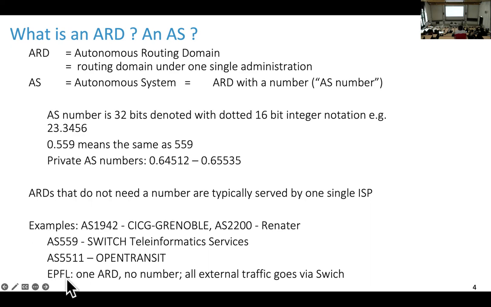EPFL is also a domain, also an AS, but it doesn't have a number. So it's also called an Autonomous Routing Domain, ARD. An ARD is an AS without a number. Why don't we give EPFL a number? We could, but to simplify the story, EPFL is hidden behind Switch. All traffic that comes to EPFL or goes out of EPFL goes through Switch. So it is a so-called stub domain, and therefore it doesn't require an AS number. To simplify the BGP tables, as we see later, we do not give EPFL a number.